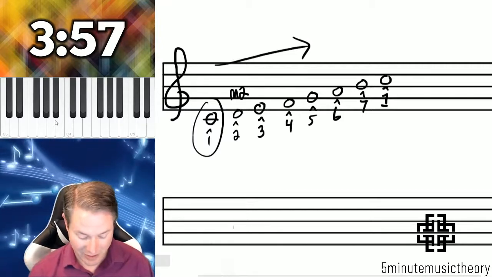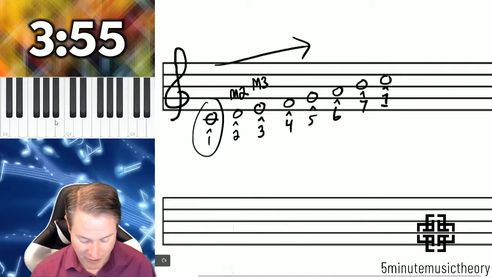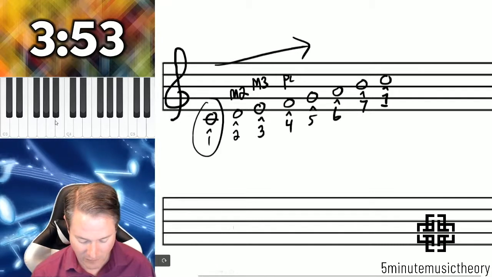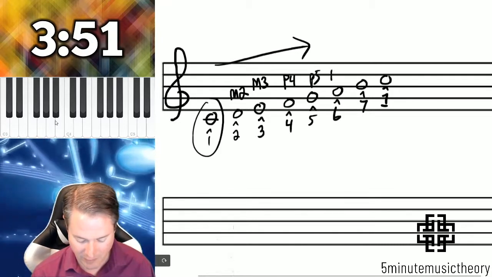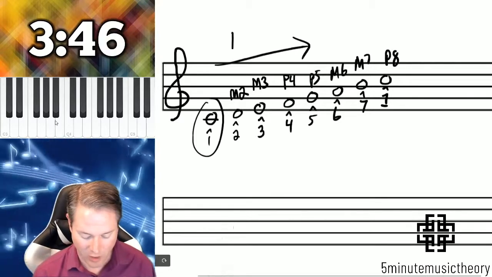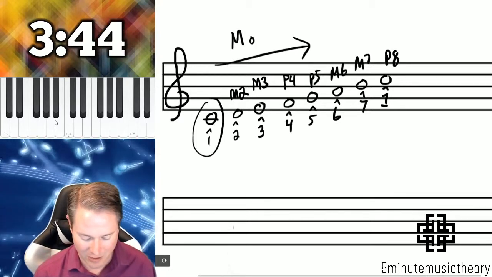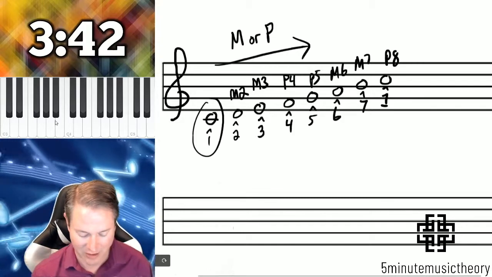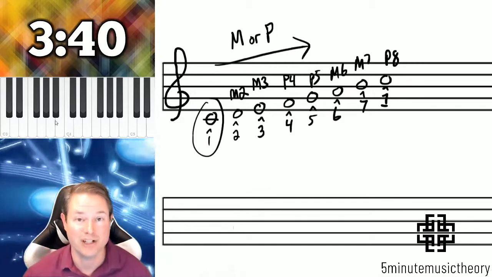It's a major second to the second scale degree. It's a major third to the third, perfect fourth, perfect fifth, major sixth, major seventh, perfect octave. Therefore, all the intervals in this scale compared to the first scale degree when it's ascending are either major or perfect.